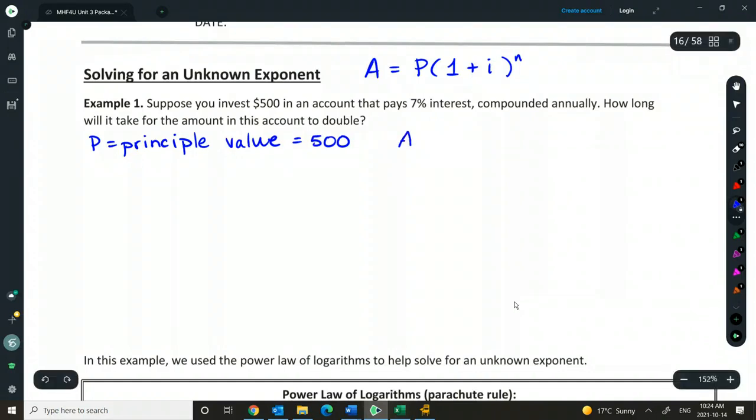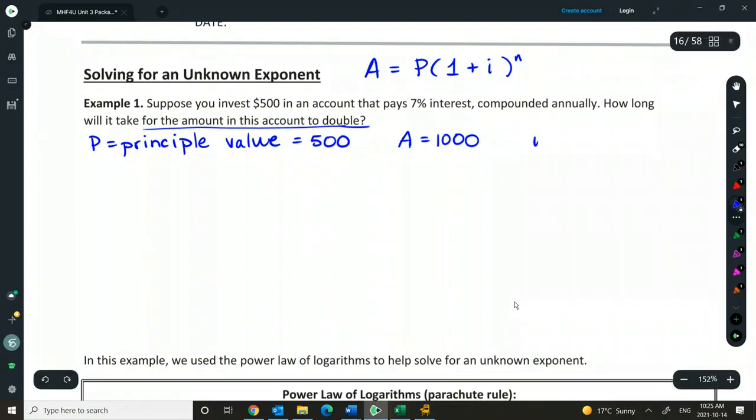A is our future value. Do we know what the future value is in this question? Zach? So is that the future amount of money, though? No? Why is it 1,000? Okay, so I want to know when 500 becomes $1,000 then, right? So that's the future value.